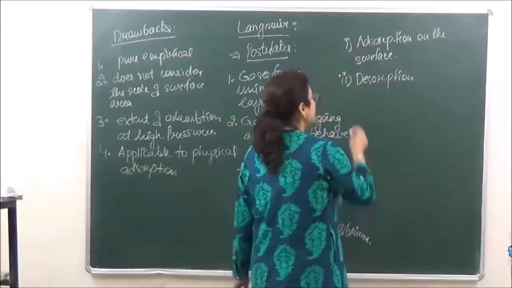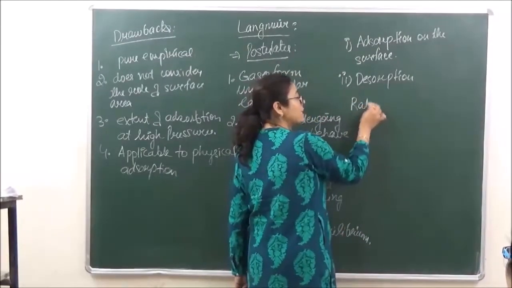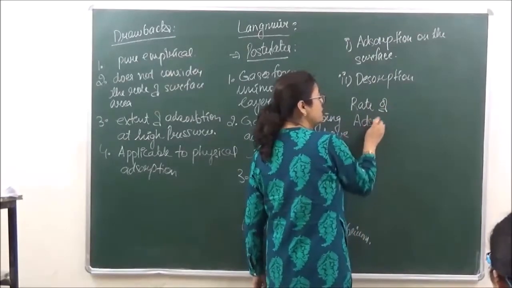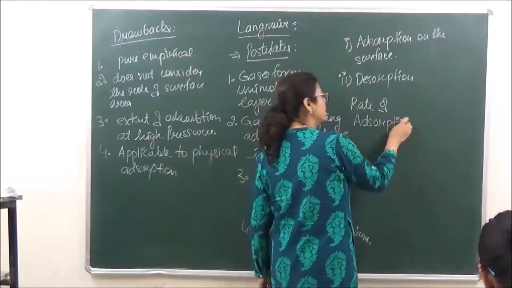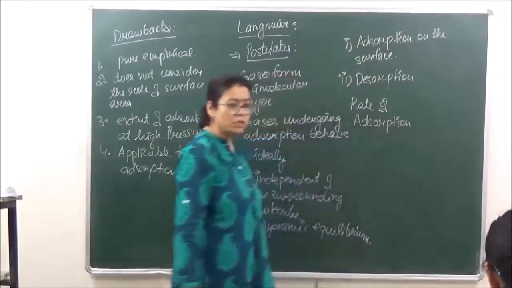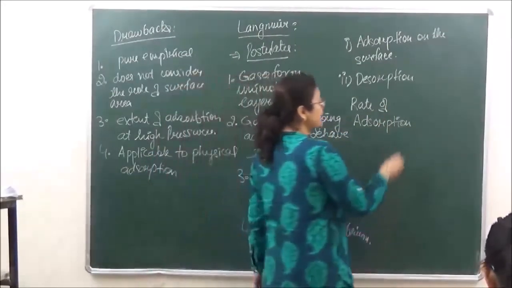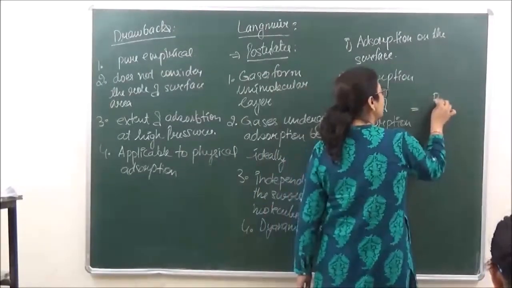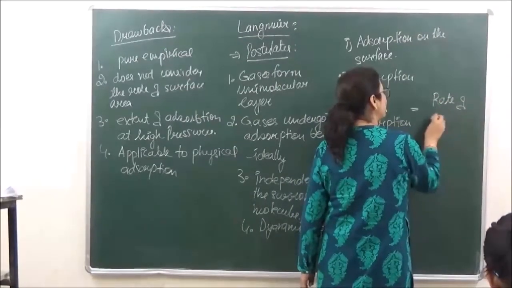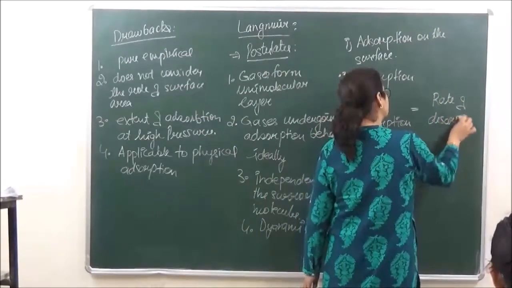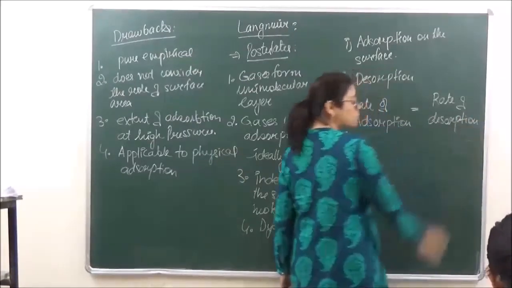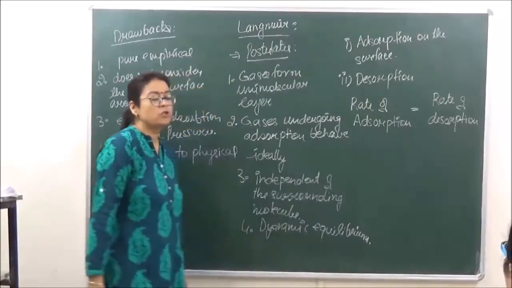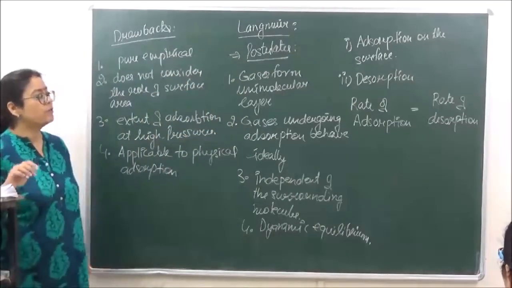Now dynamic equilibrium means that when both are taking place, we will have the forward reaction, which is the rate of adsorption, and the backward reaction, which is the rate of desorption. So at equilibrium, what is going to happen? The rate of adsorption will become equal to the rate of desorption.